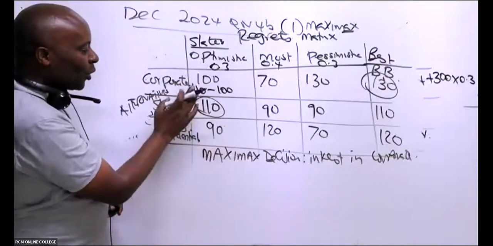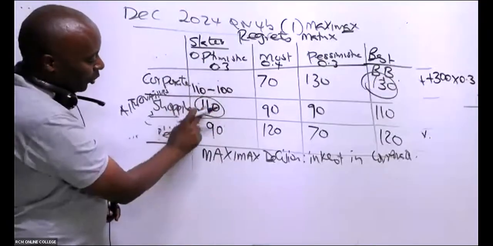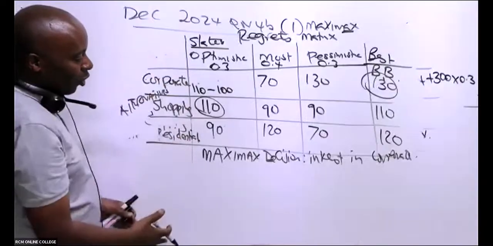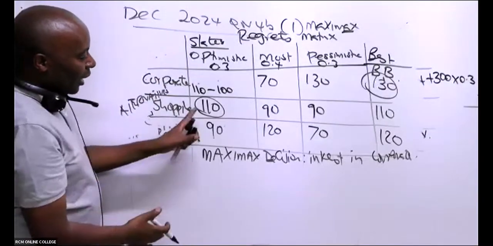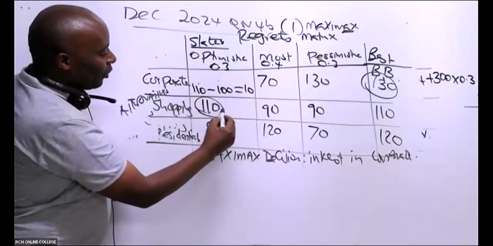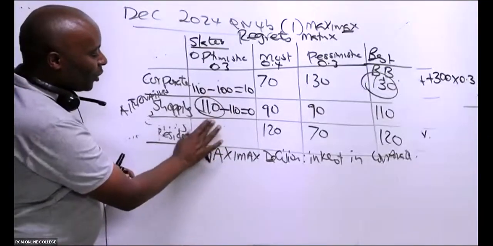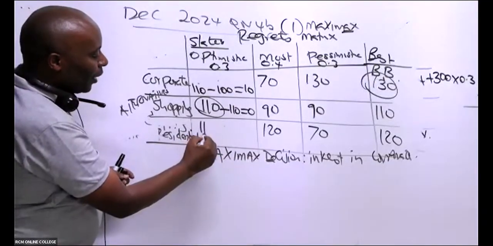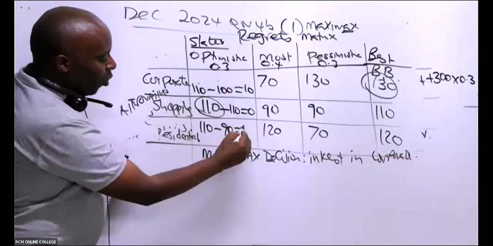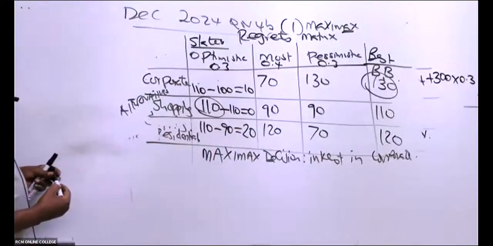So now you are following. I've been able to identify 110 as the highest, so 110 becomes my benchmark for the entire column. To get the regret here, I pick 110 minus 100, which gives me 10. Here it will be 110 minus 110, which is no regret. How about the third one? 110 minus 90, which gives me 20, isn't it? 20.